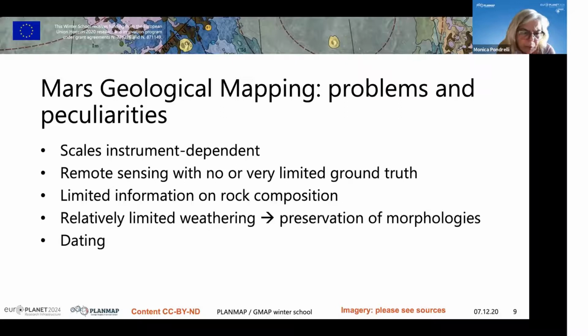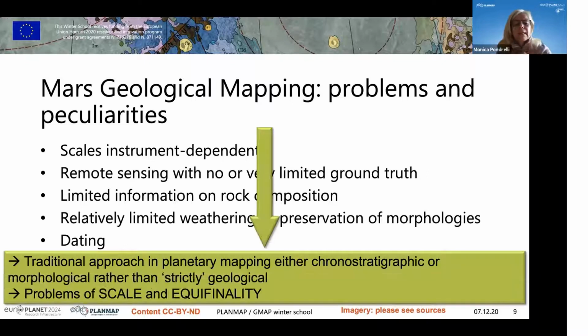And then there is all the problem of dating. Lucia already mentioned something about that, but also in the last days there were different things about this topic that will be addressed in a lecture this evening, so I'm not speaking about this. By the way, all these facts led to a traditional approach in planetary mapping, which is either chronostratigraphic or morphological rather than strictly geological, and then raises the problem of scale and equifinality.